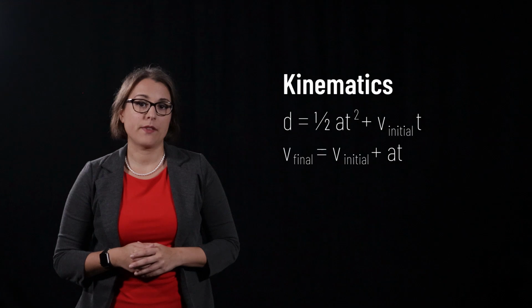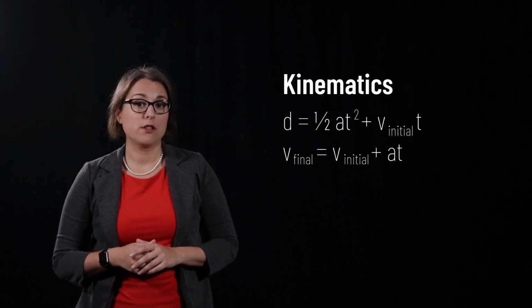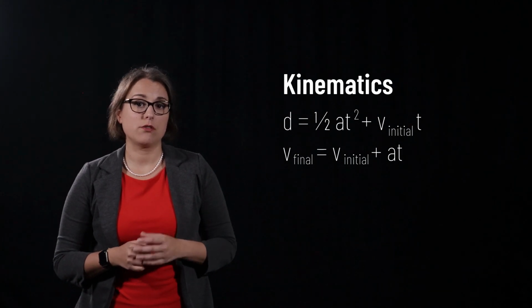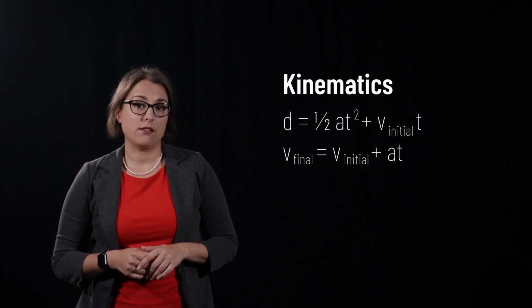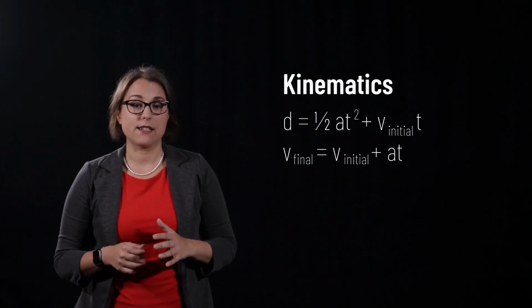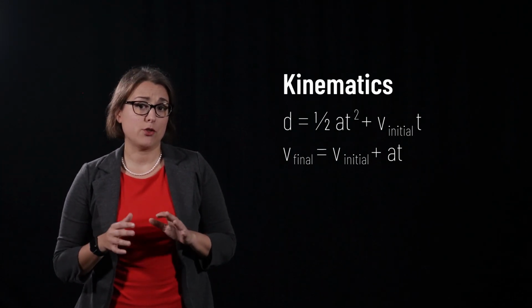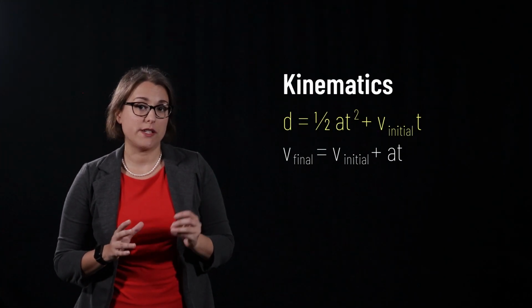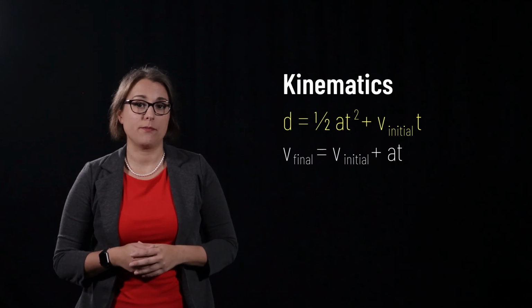The first question asks about height. Let's use kinematics first, and then let's use conservation of energy to solve this question. We must use equations concerning vertical motion to answer this question. Our two kinematics equations are d equals 1/2 a times t squared plus v initial times t, and v final equals v initial plus a times t. Well, we eventually want to use the distance equation to solve for height. At this moment, we don't know the time yet, so we can't use this equation.